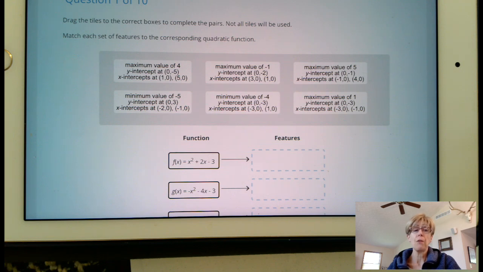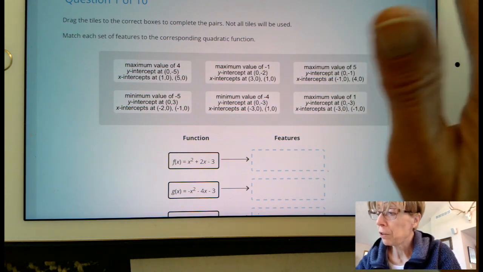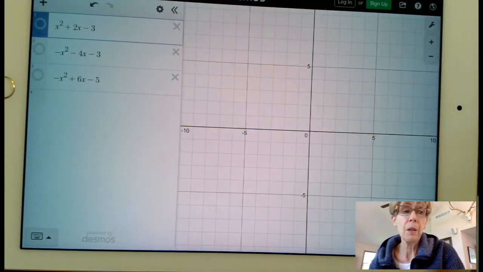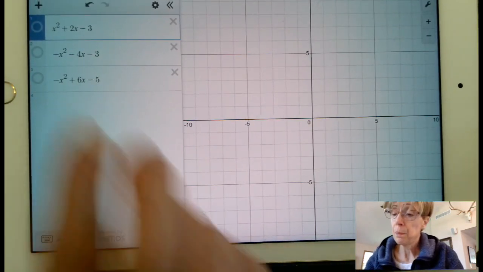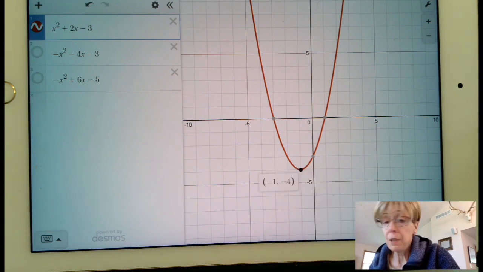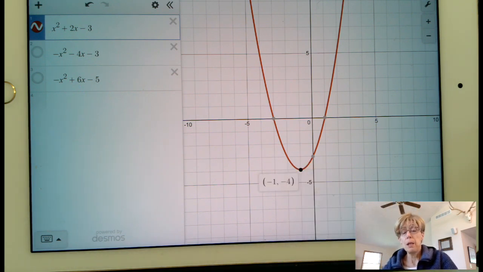So here is this picture, and what I see is that this point right here, -1, -4, is the lowest point on that graph. So since it's a low point, it's going to be a minimum, and we would identify that minimum as a value of -4. The other pieces of information that are important are the x-intercepts here, 1 and -3, which also coincidentally happens to be -3.